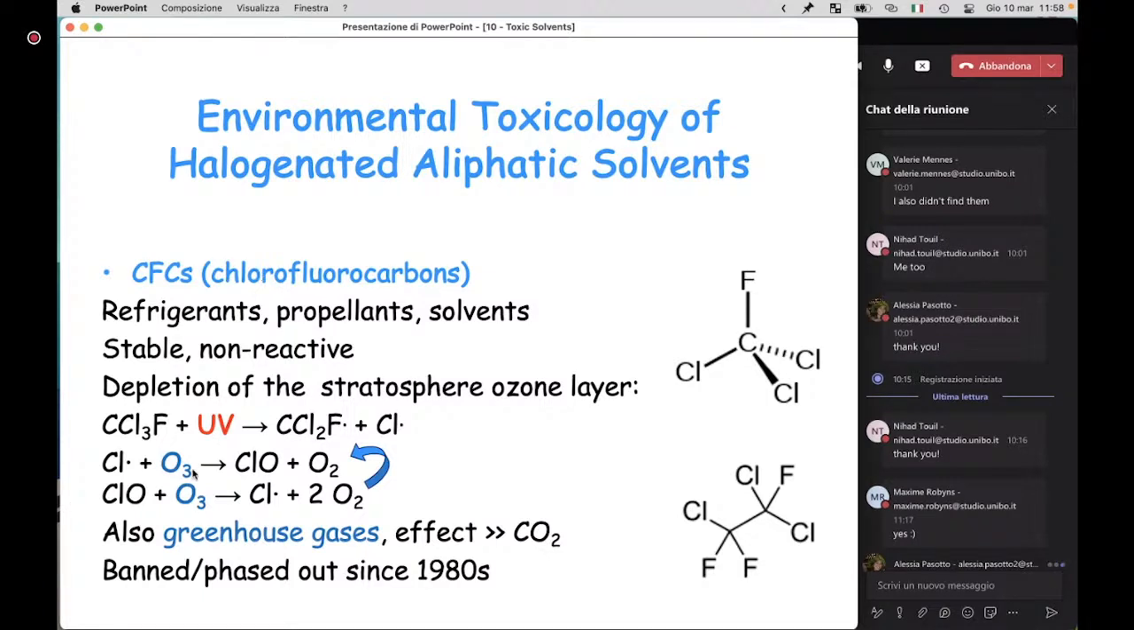Not only this, but CFCs are also quite strong greenhouse gases. You may know very well that carbon dioxide is the most important greenhouse gas nowadays, due to its production through hydrocarbon burning. But CFCs were also very strong greenhouse gases, stronger than carbon dioxide, though produced in much smaller amounts. And for this reason, mainly for the ozone depletion effect, but also for the greenhouse effect, they have been banned or at least phased out since the 80s of the last century.